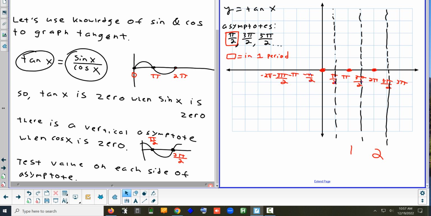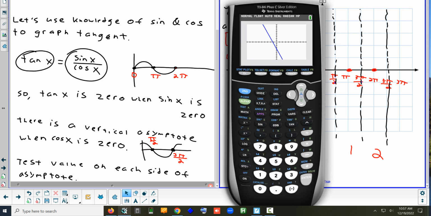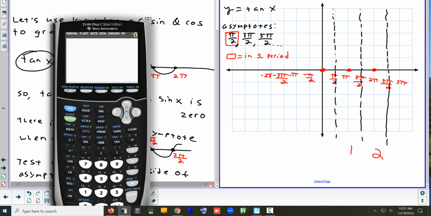All right, so now let's put in tangent, and let's get a value that's close to those two asymptotes. So let's put in tangent. Make sure we're in radians, because that's what my x-axis is in.